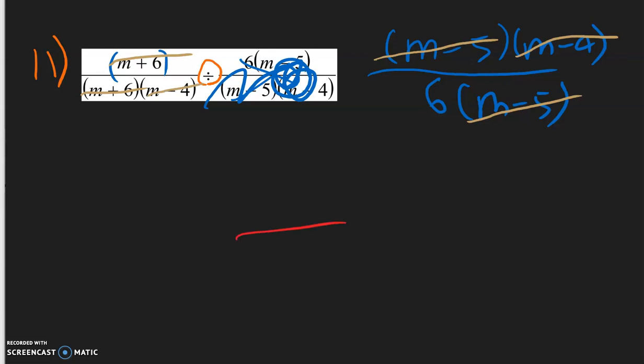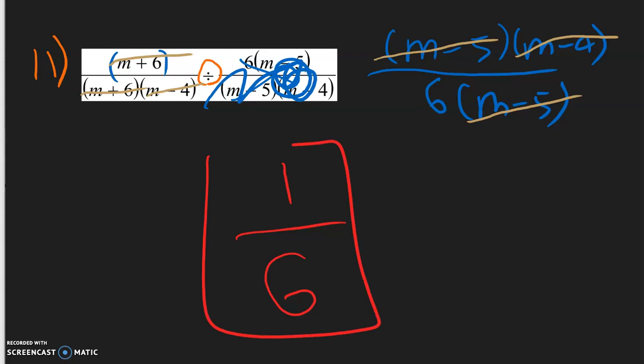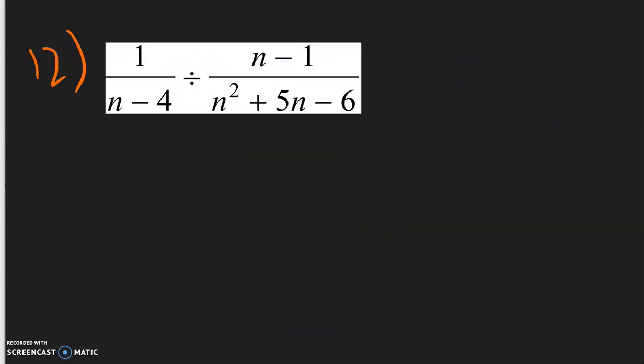So all we have left over is a 6 on the bottom, and that's it. Nothing's on the top anymore. So you can leave a 1. 1 over 6 is your final answer. Number 12, because of the division, we're going to rewrite this as a multiplication but flipped upside down.